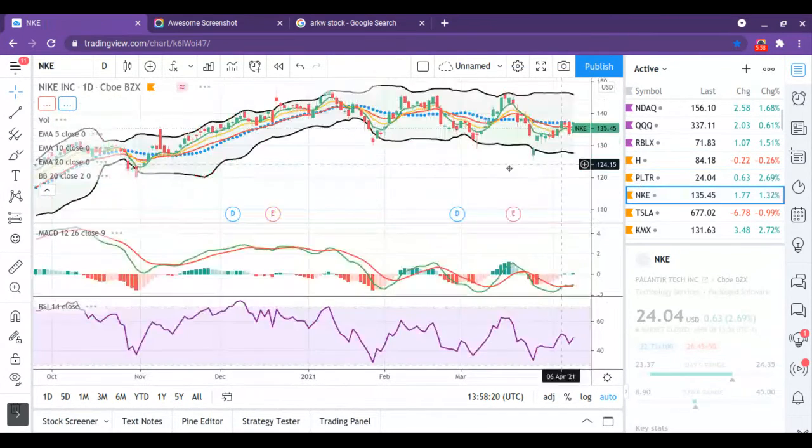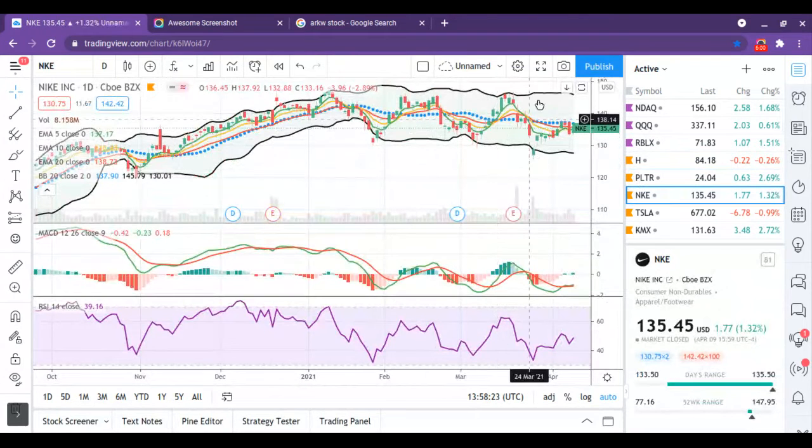Same thing with Nike. Nike right now is up and down, and this is kind of like what the people say in the Bollinger Band, right? Hit the top of the Bollinger Band, it's going to drop back down. Hit the bottom of the Bollinger Band, it's going to jump back up. It's kind of the same thing, up and down, up and down. And as you can see, at one point it was trending up.